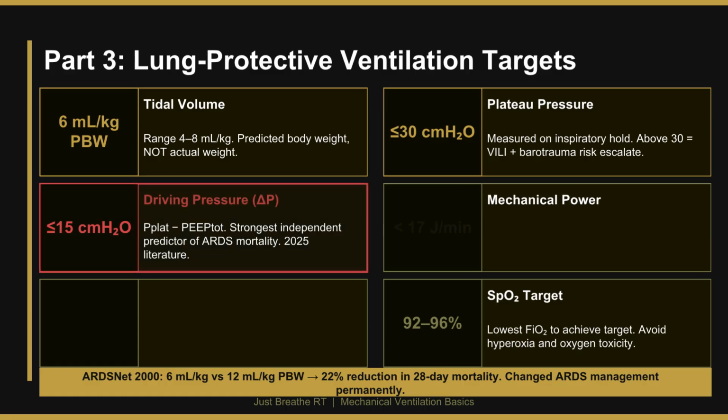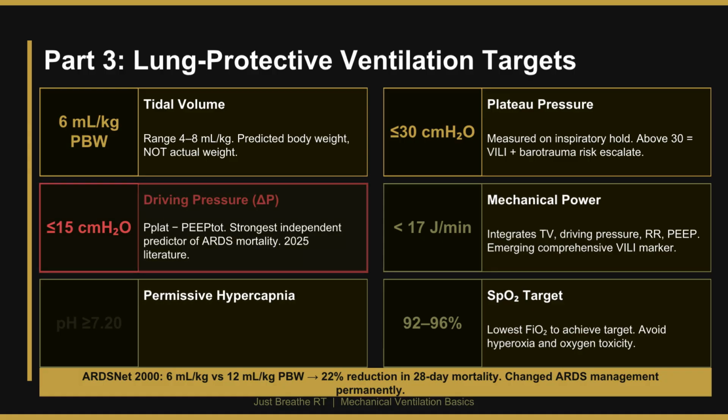Mechanical power, below 17 joules per minute. Mechanical power integrates tidal volume, driving pressure, respiratory rate, and PEEP into a single comprehensive marker of ventilator-induced lung injury risk. It is increasingly tracked in clinical practice as an emerging VILI target. Permissive hypercapnia. pH at or above 7.20 is acceptable. When the tidal volume required to normalize CO2 would exceed safe pressure and volume limits, accept the higher CO2. The hypercapnia is the price of lung protection, and it is a price worth paying.